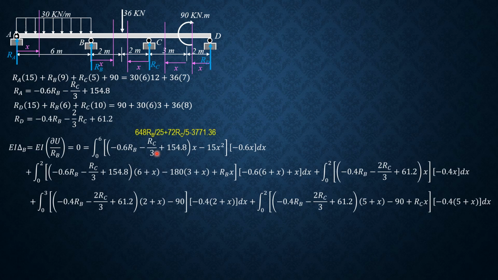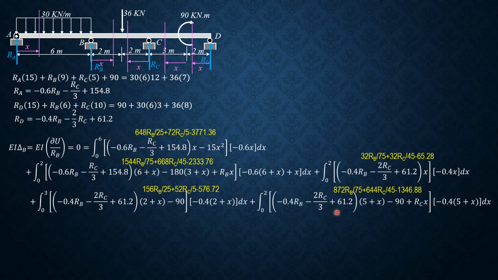And for the first integral, the result is 648 over 25 RB plus 72 over 5 RC minus 3771.36. For the second integral, 1544 over 75 RB plus 668 over 45 RC minus 2333.76. For this third integral, 32 over 75 RB plus 32 over 45 RC minus 65.28. For this fourth integral, 156 over 25 RB plus 52 over 5 RC minus 576.72. And in the last integral, 872 over 75 RB plus 644 over 45 RC minus 1346.88. Then 0 equals these sums, or formulate the first equation, which is the same as equation A as before.